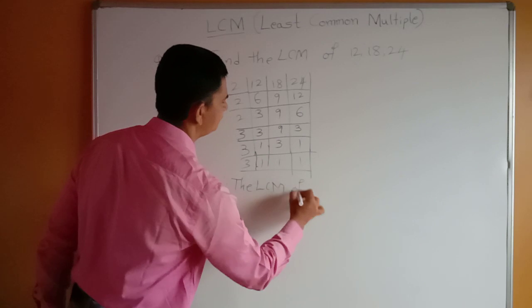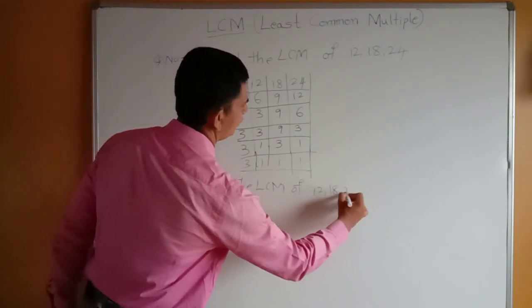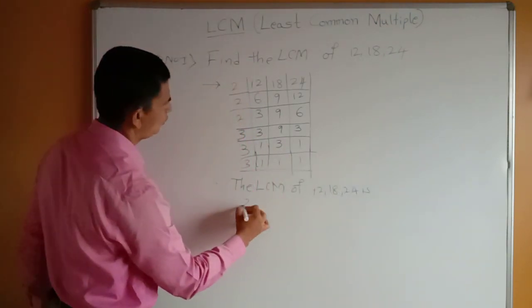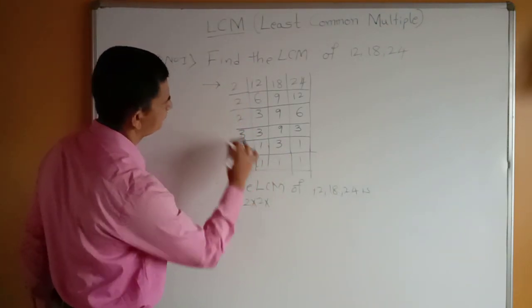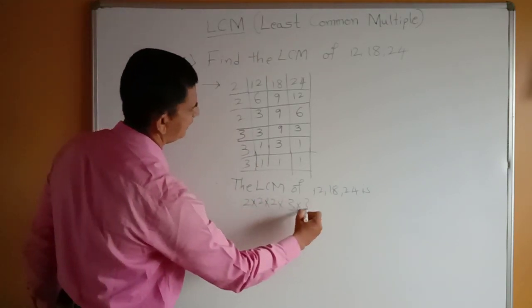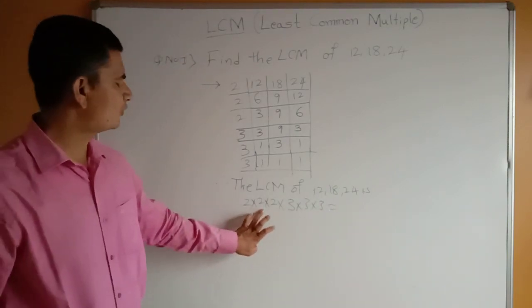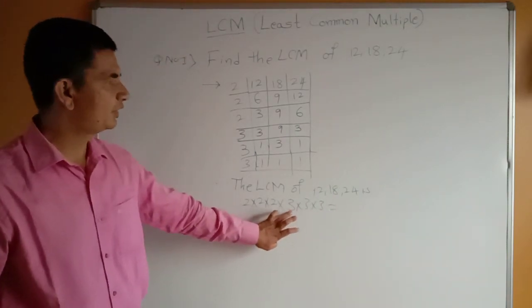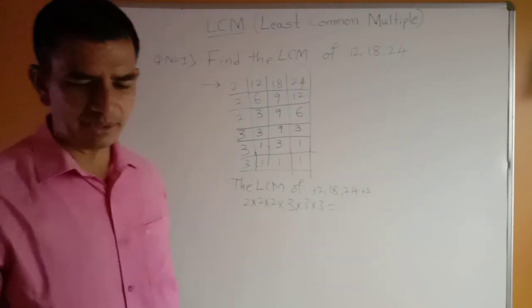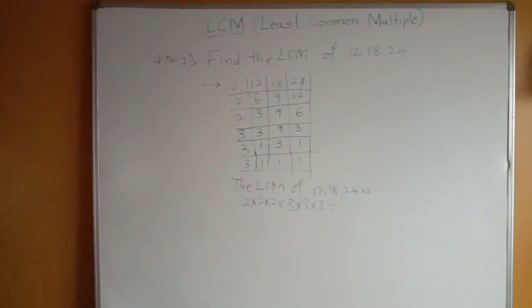Now, therefore, in the last step you have to write: the LCM of 12, 18, 24 is these numbers: 2 into 2 into 2 into 3 into 3 into 3. Now multiply this. 2 2s are 4, 4 2s are 8, 8 3s are 24, and so on. All these numbers you have to multiply, and after multiplying we have to write the answer.